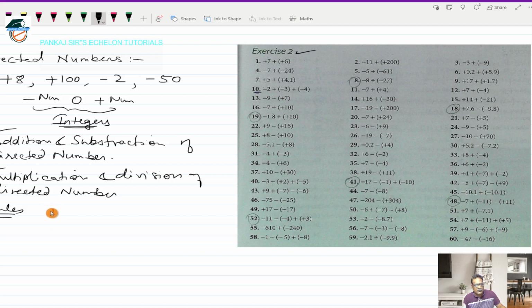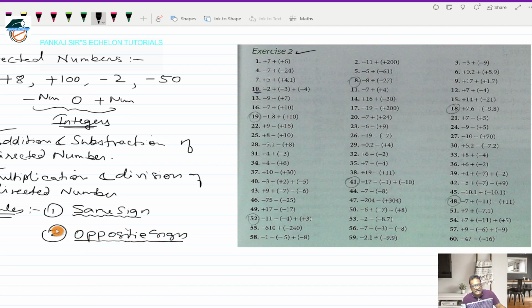Rule number one: suppose you have two numbers with the same sign, then how are we going to add the two numbers? And second, suppose they have opposite signs, then how are we going to add the two directed numbers? So these are the two rules. For the same sign there's a rule, and for the opposite sign there's a different rule.